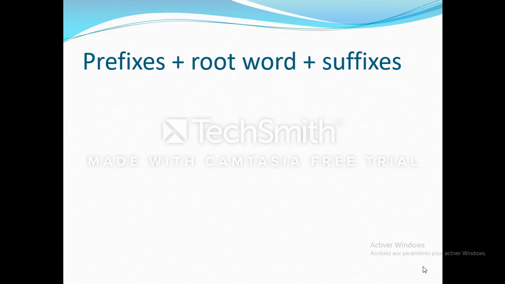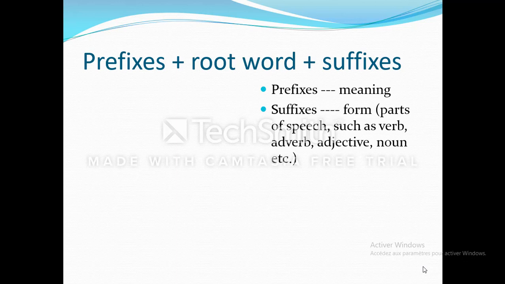Good. Now look here. Sometimes you can add a prefix to the root word or base word, or we can add a suffix, or sometimes you can add them both. I will give you an example. As I said, prefixes, we add them to change the meaning. But suffixes, we add them to change the form, as parts of speech, like a verb, adverb, adjective, or a noun.